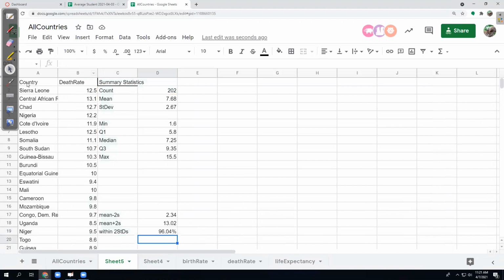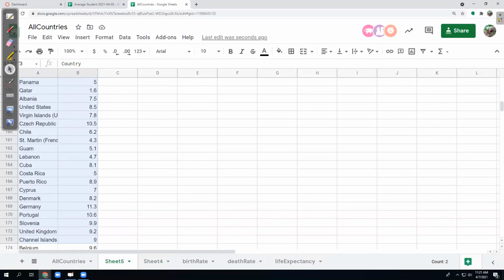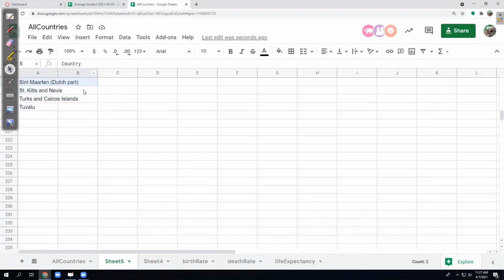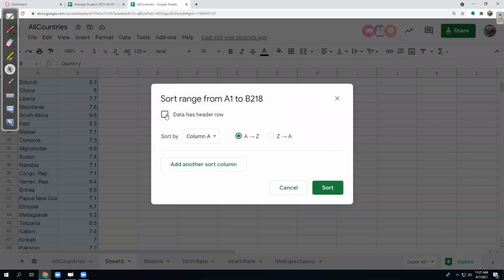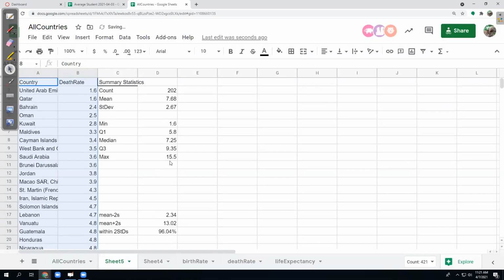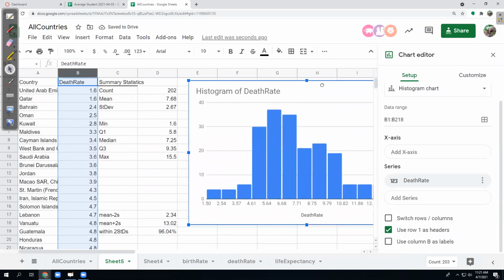Okay, so next thing I'm going to do is set them in order. So highlight them or use the quick keystrokes. Data, sort range, has a header row, this time by death rate. Smaller ones at the top. Okay, and then let's make a histogram of just the death rates and decide on how to group. Okay, so Google chose to jump by about 1 each time.